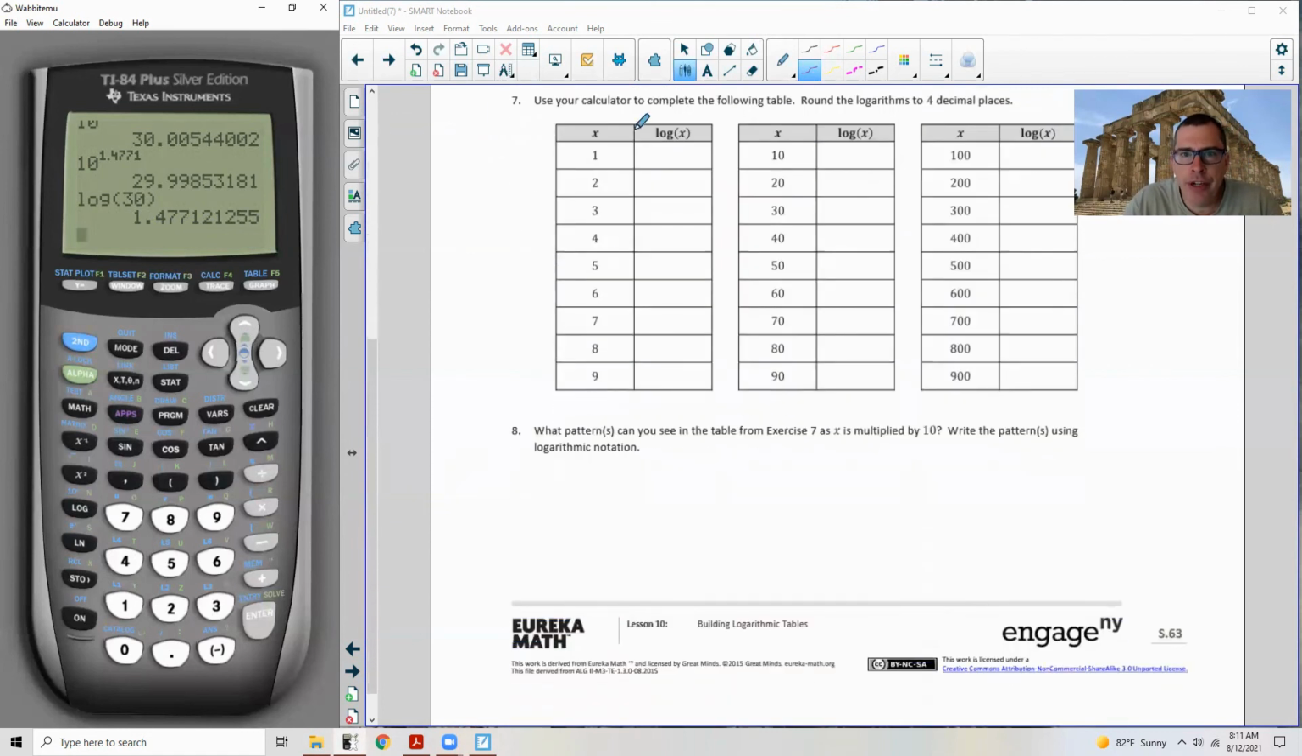Number 7. Now it says to use your calculator to complete the following table, round the logarithms to 4 decimal places. So if x is 1, I want to take the log of x. So if I do log of 1, now I just want to point something out to you here. You should always close your parentheses if there's something following, but if nothing follows, it's not necessary. So I'd always just leave that parenthesis open. It's just quicker, one less keystroke, and the log of 1 is 0.